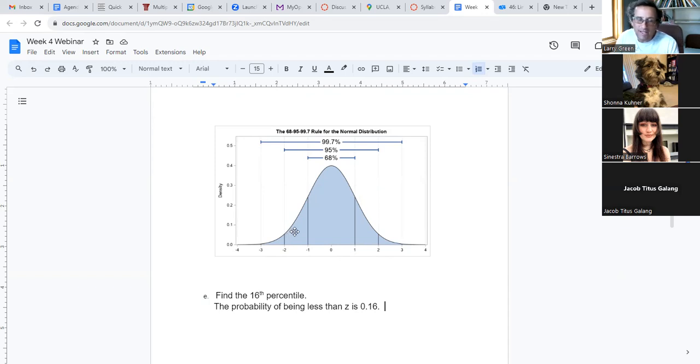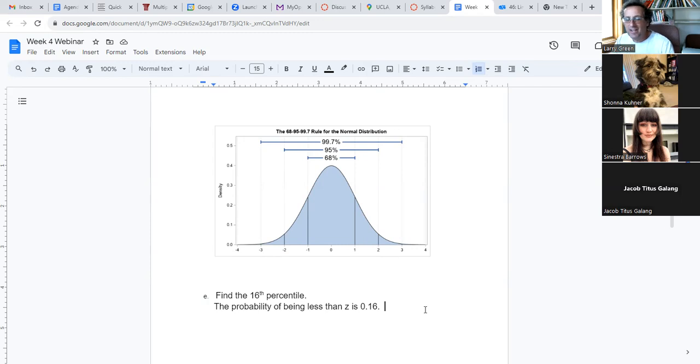If the probability of being less than the value is 0.16, are we on the left side or the right side? Yeah, we're on the left side because we have a small probability of being less than that, which means we'd have to be on the left side, because if we were on the right side, there'd be a large probability of being less than that. Okay, so that's just something to note. That means our answer is going to be negative. We got to keep that in mind. Okay, so the probability of being less than Z is 0.16.